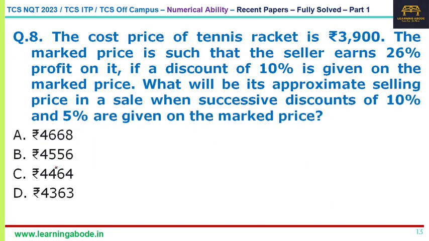Now the 8th question is a profit, loss and discount question, right? Here again a lot of simple questions were asked. This is actually a simple question, only the calculation is a little lengthy. You have a tennis racket, you put a markup on it. After that you give a 10% discount, and you get a 26% profit. Instead of a 10% discount, you offer an additional 5% discount. What will be the selling price? That's the question here.